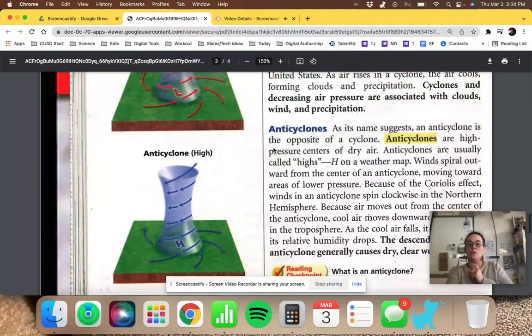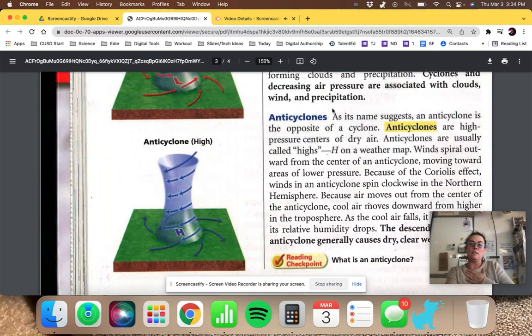Now, anticyclones are just the opposite. An anticyclone is the opposite of a cyclone. It's a high pressure center of dry air. So you have this cooler, denser air coming down. Now, because of that, you're not really getting any moisture in that. So you have high pressure, which gives you better weather. Anticyclones are usually called highs, or H, on a weather map.